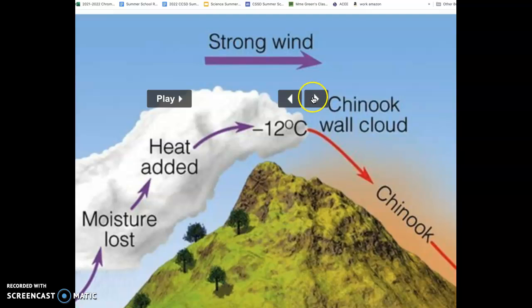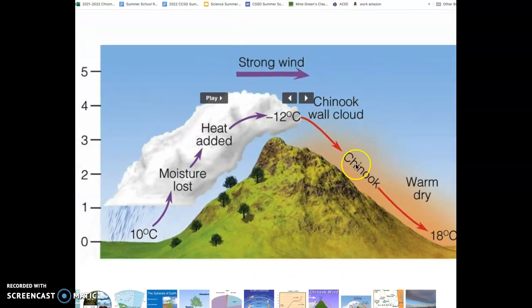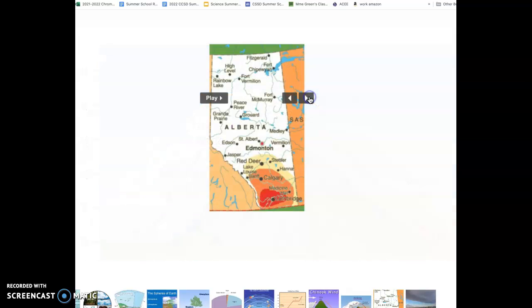And then the wind blows that Chinook to town. Oops, needs some on it. There you go. Warm, dry air. Okay, makes it nice and warm for us in Calgary. And then the Chinook goes away and it's cold again.